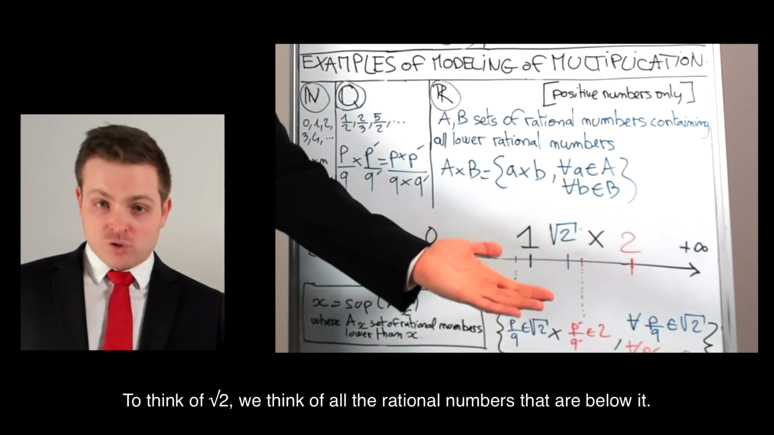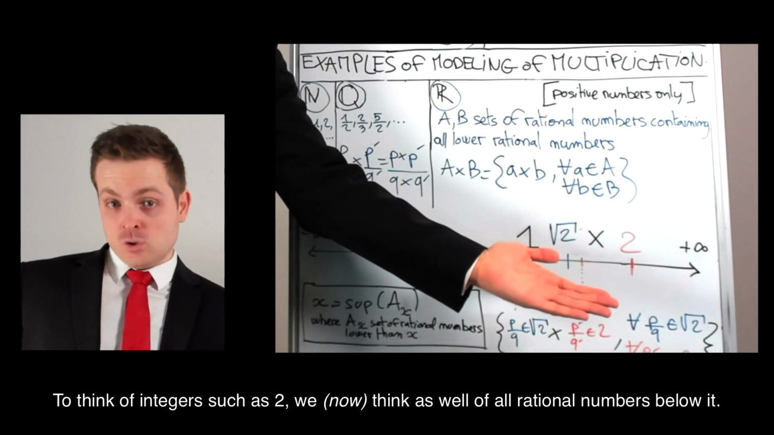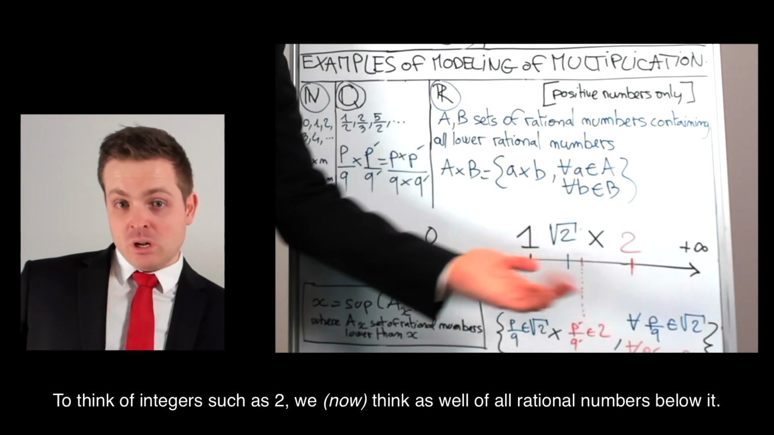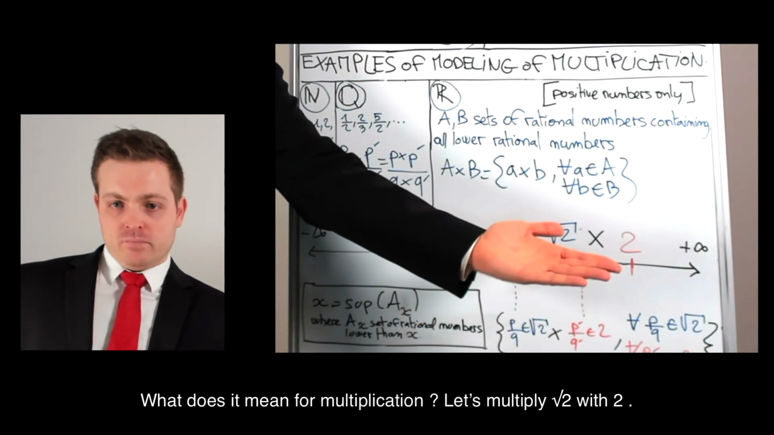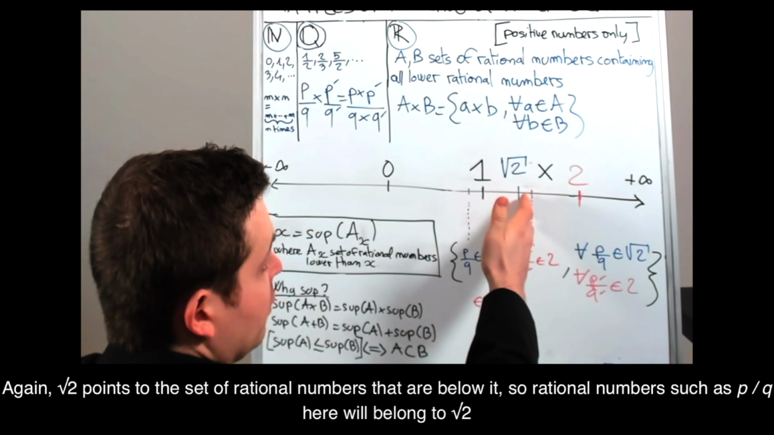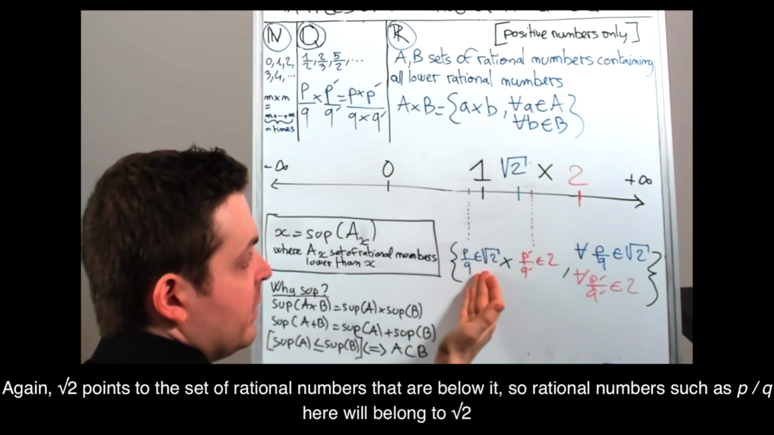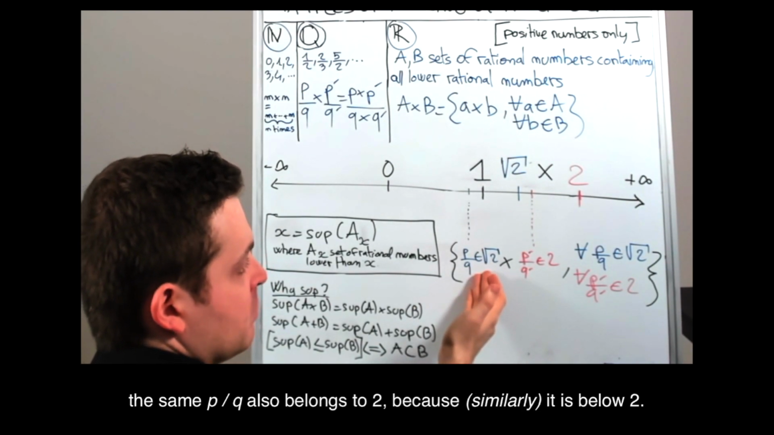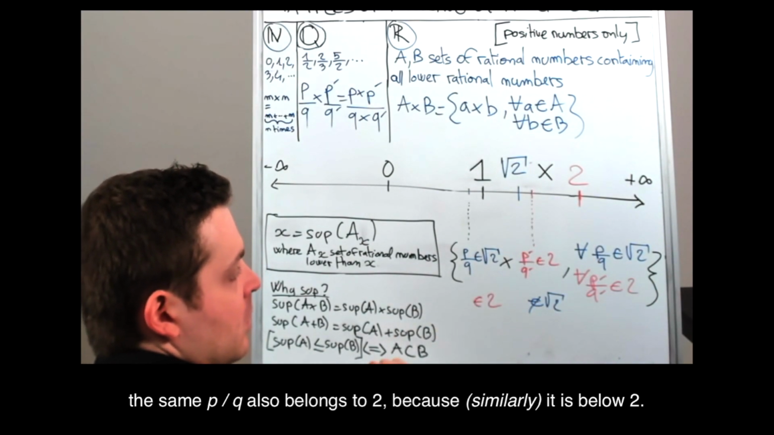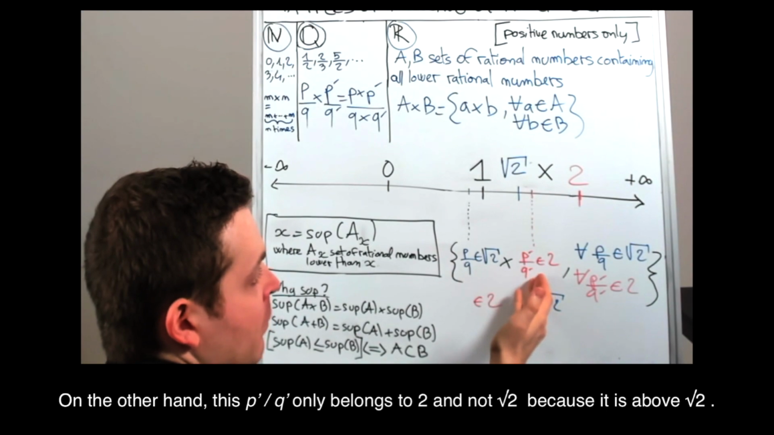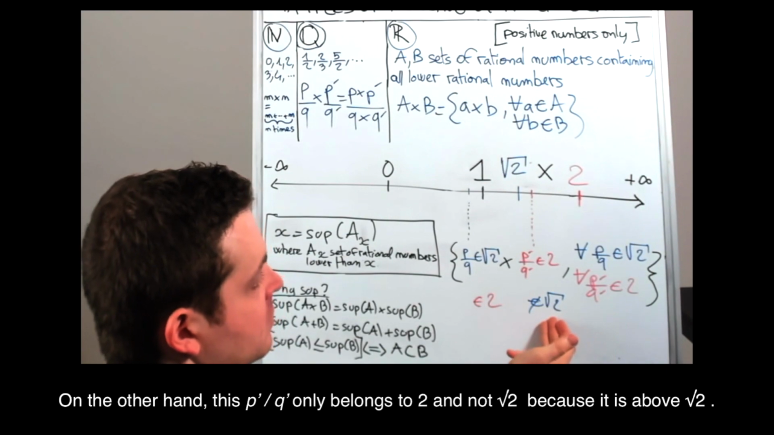We now know how to think of every number on the real line, even numbers such as the square root of 2. To think of square root of 2, we think of all the rational numbers that are below it. To think of integers such as 2, we think as well of all rational numbers below it. What does it mean for multiplication? Let's multiply square root of 2 with 2. Again, square root of 2 points to the set of rational numbers that are below it. So rational numbers such as p over q here will belong to the square root of 2. P over q also belongs to 2 because it is below 2. On the other hand, p prime over q prime only belongs to 2 and not to square root of 2 because it is above square root of 2.